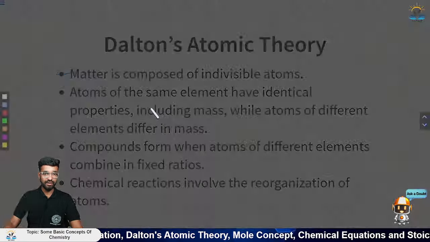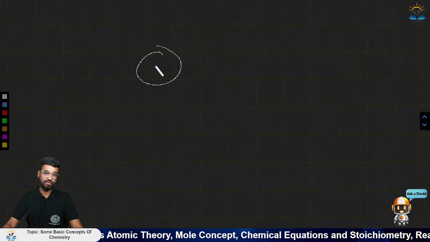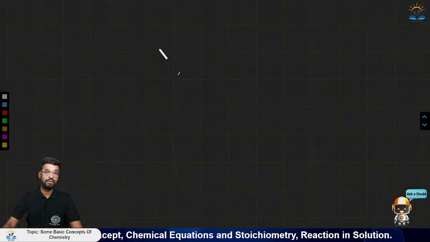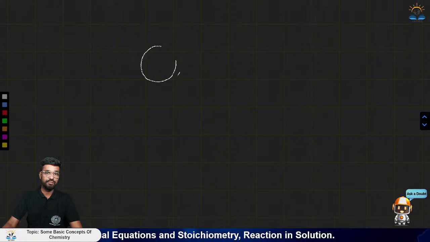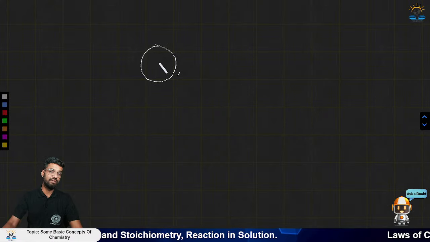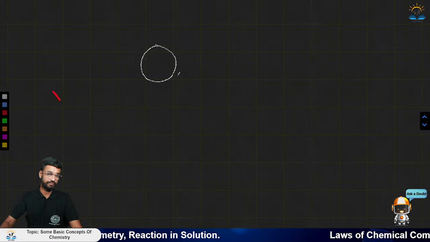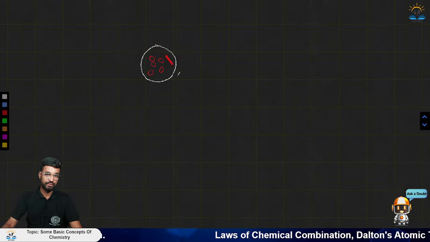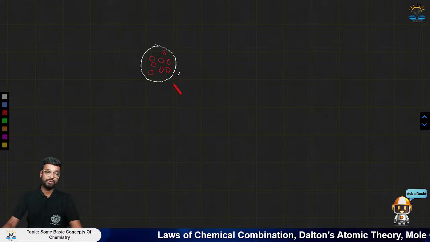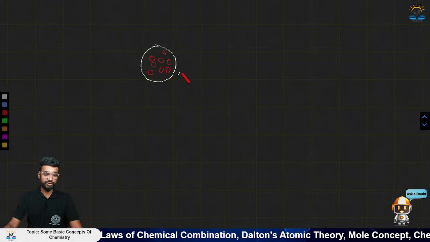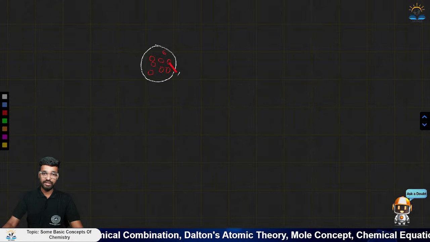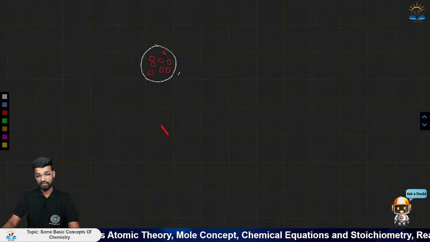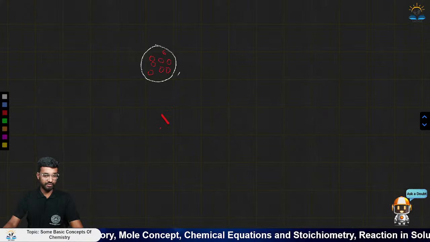So if you take a volume of gas, suppose this is the volume of gas we are taking, then it will be composed of atoms. Suppose these are the atoms. So Dalton's atomic theory tells that these atoms are not divisible, means they cannot be broken further. So this was the first point of Dalton's atomic theory.